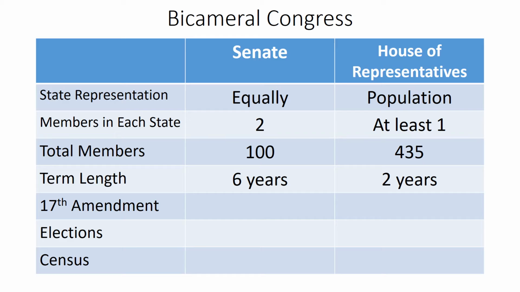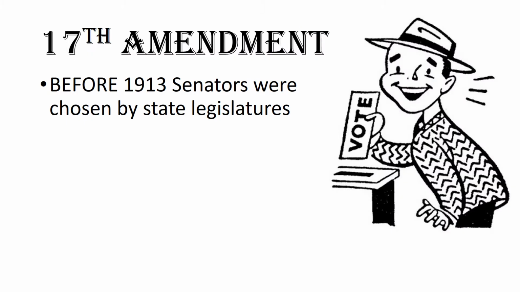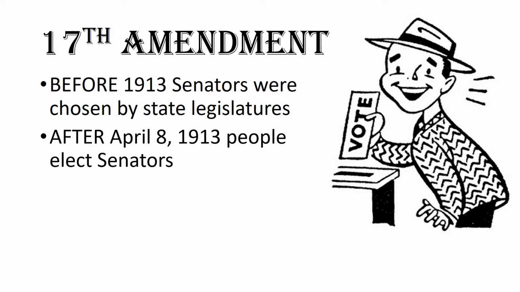So the 17th Amendment. Before 1913, before the 17th Amendment, senators were actually chosen by the state legislatures. Remember, we have a federal government, we have federalism, and the state level has a legislature, and at the national level there's a legislature. That state level legislature chose the senators. But because of the 17th Amendment that was passed on April 8th, now the people directly elect senators.